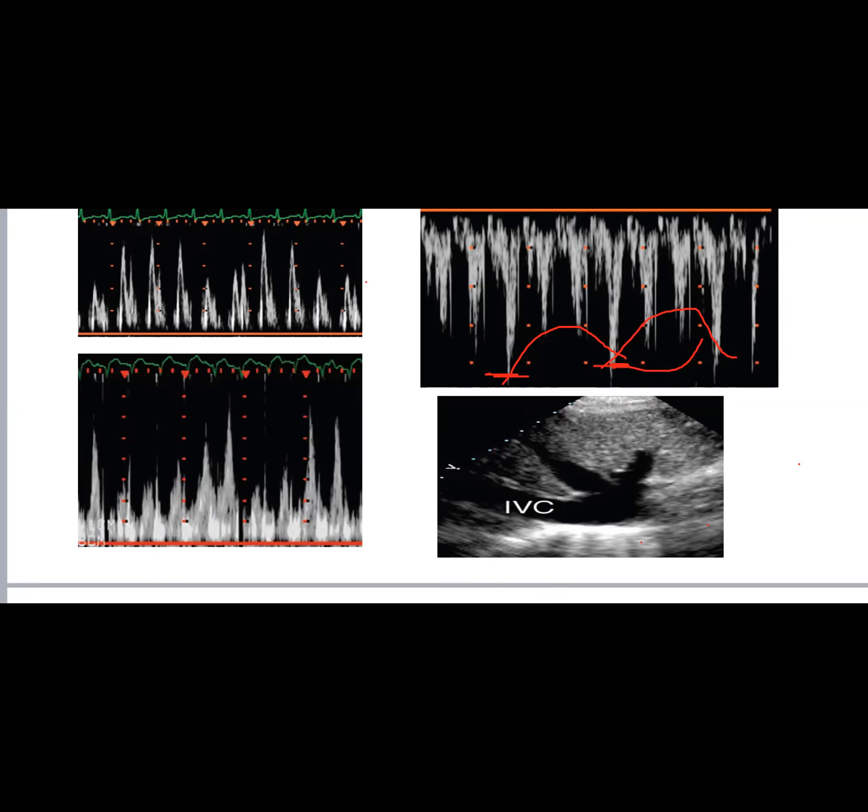Pulsus paradoxus. Exactly. So we can see the echo equivalent of pulsus paradoxus when we demonstrate these respirophasic changes in the LVOT, like this one. Okay.